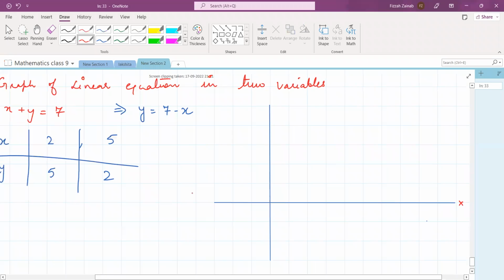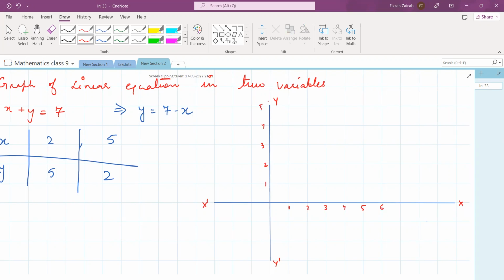So this is your x and this is your negative x. This is your y and this is your negative y. Now you mark x as 1, 2, 3, 4, 5, 6, right? Similarly, 1, 2, 3, 4, 5, and 6 on y. Now let us plot the points. When x is 2, y is 5. So use x is 2 and then move 5 here. So this is the point. Understood? And write the coordinates immediately: x is 2 and y is 5 for this point. Clear?